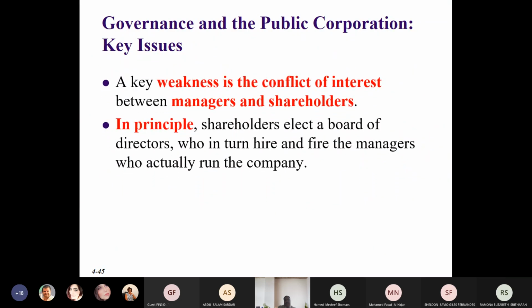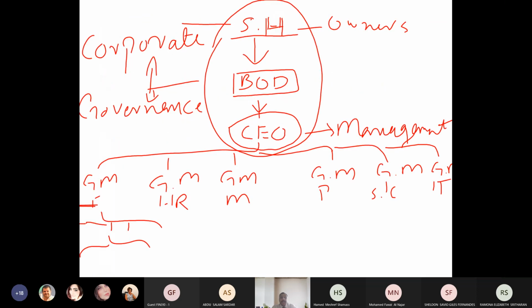Okay. Now, what are the issues in corporate governance that we shall try to address in this chapter? One of the issues is the conflict of interest between the manager and the shareholder. Who is the manager here? In this diagram, who is the manager? CEO is the manager, right? And who is the owner of the business? The shareholders. Do you think that there can be a conflict of interest between the owner and the manager? Do you think this can happen? Or has it happened? This is the first problem.